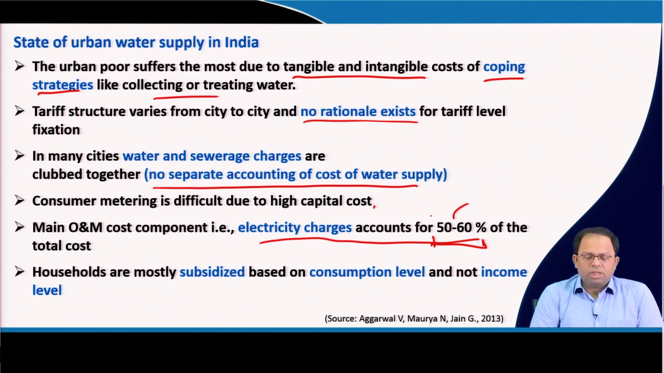So households are mostly subsidized, and another issue that we see in India is that households are mostly subsidized based on consumption level and not their income level. So that is another point that we have to consider when we determine future tariff revisions or future tariff settings.